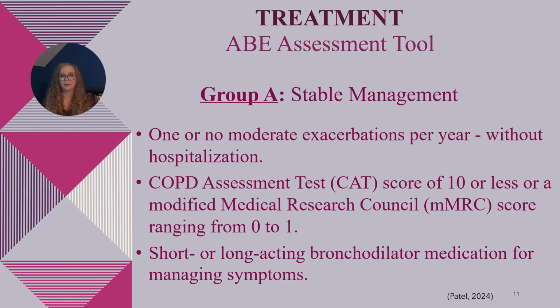A is stable management. So they've had 1 or no moderate exacerbations in the past year and they have not been hospitalized. There's 2 tests that they can take and score. The COPD assessment test, or the CAT score, of 10 or less groups them in A, and also the Medical Research Council score, ranging from 0 to 1, will also put them in group A. And at that point, you can start them with a short-acting or even a long-acting bronchodilator. The short-acting bronchodilators are your albuterol or ipratropium bromide, and the long-acting bronchodilators are your Symbicort, Serevent, Advair, those kinds of things.